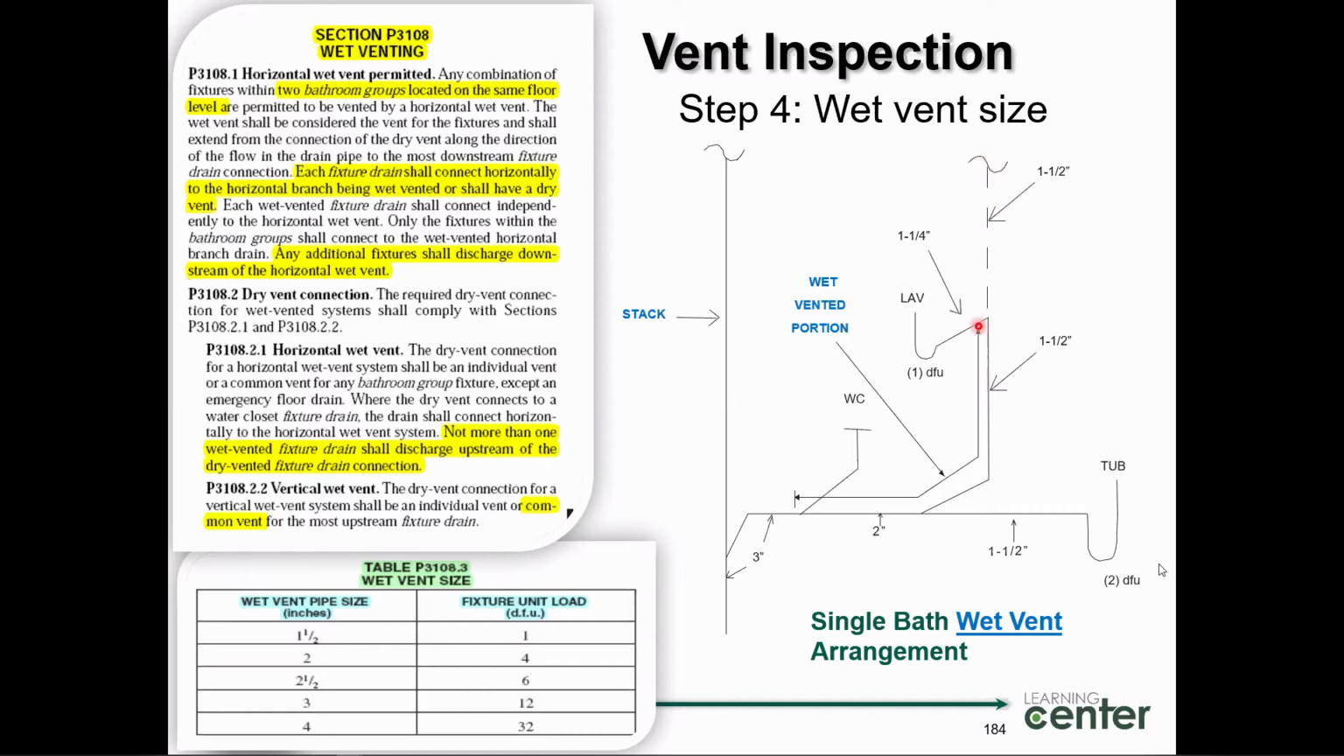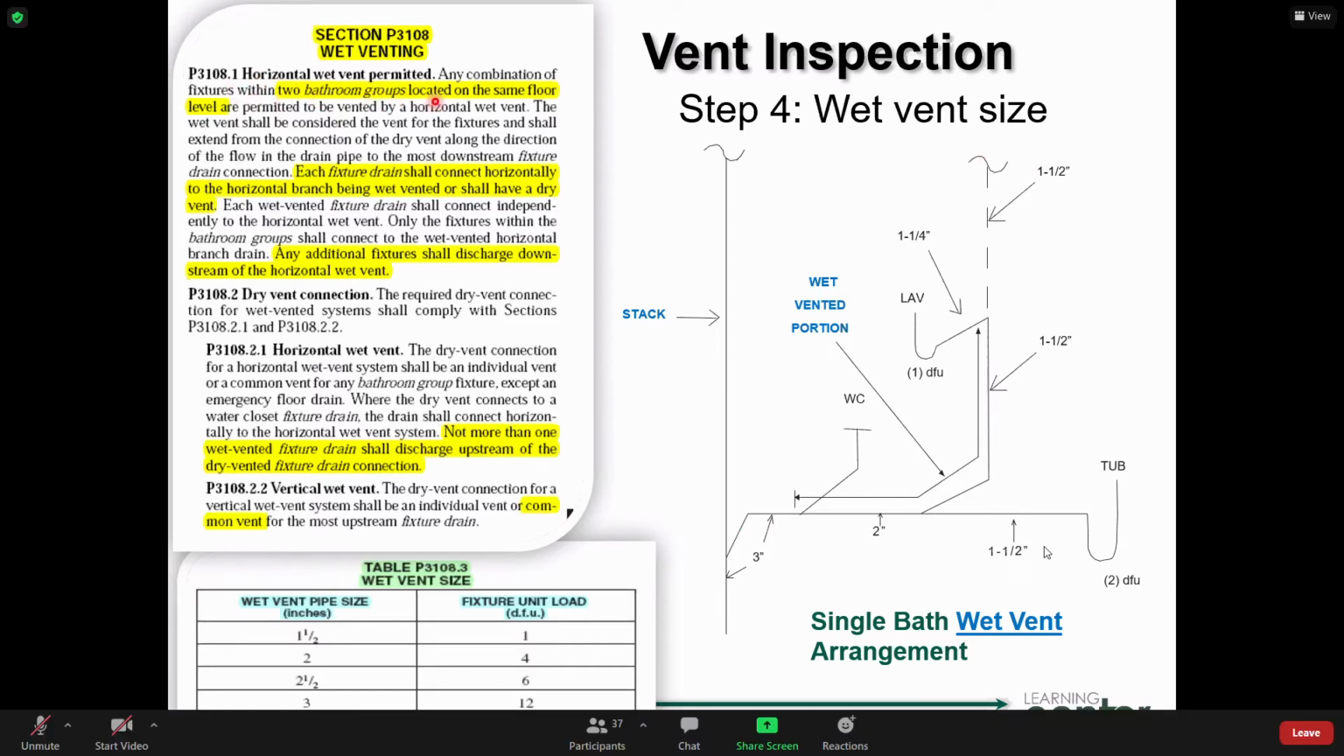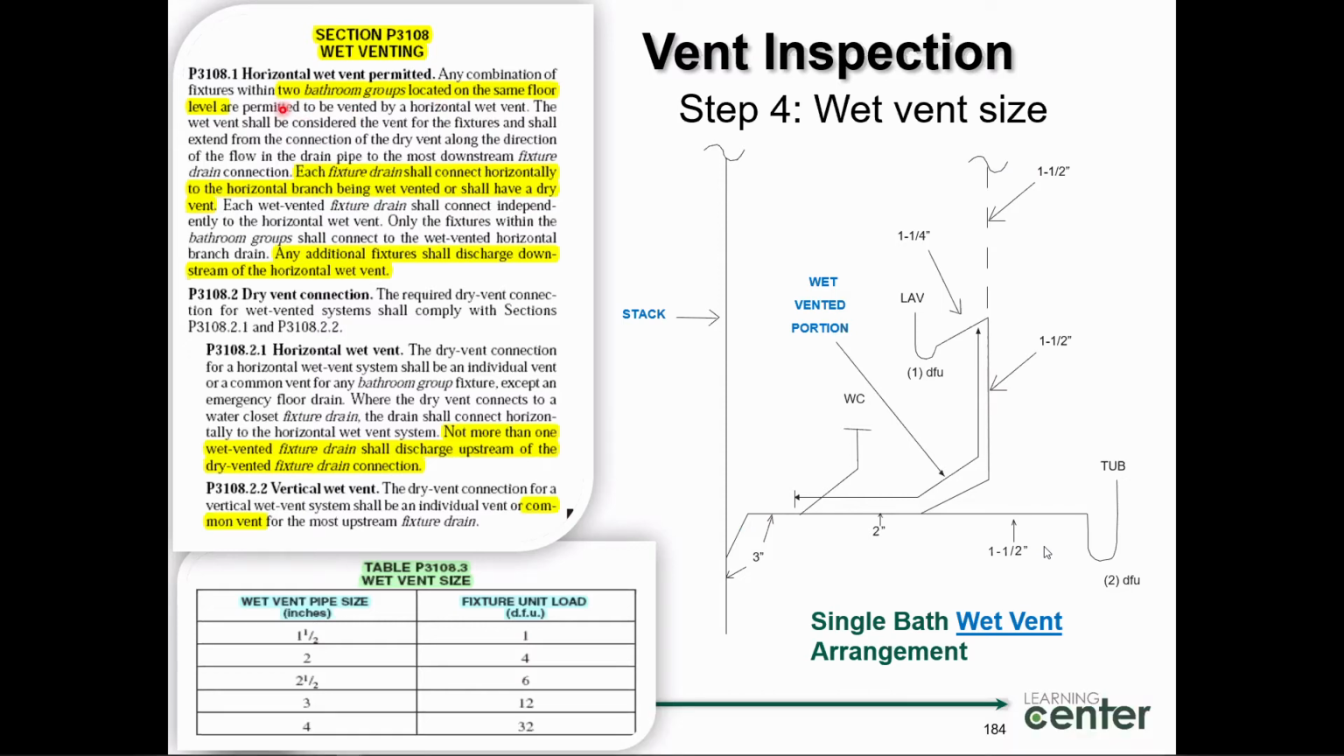So, where does the wet vent start? Here's where it starts. Take a look at this, and what is it good for? It's called a horizontal wet vent. It says any combination of fixtures within 2 bathroom groups. I like that. You mean I can get 2 bathroom groups instead of 1? The answer is yes. On the same floor level are permitted to be vented by a horizontal wet vent. Fantastic. Look at this. The wet vent shall be considered the vent for the fixtures and shall extend.